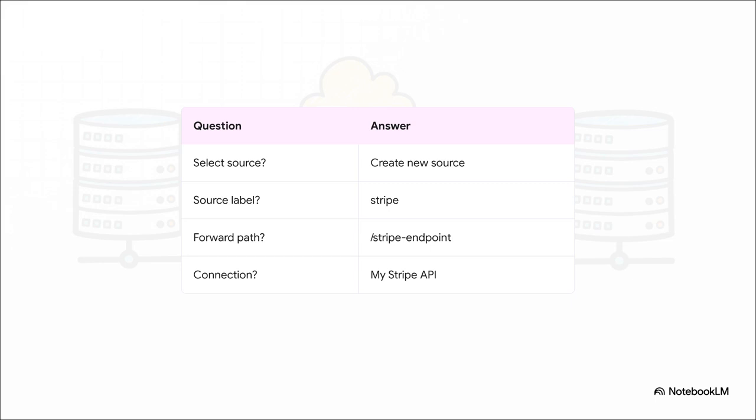For select a source, just choose Create New Source. When it asks what should your new source label be, type Stripe. The next one is super important. What path should the webhooks be forwarded to? Remember our mental note? Yep. Type /stripe webhooks endpoint. Finally, for the connection label, you can type something like My Stripe API. Hit enter, and HookDeck will magically spit out a unique, public HTTPS URL for you. Go ahead and copy that URL immediately.